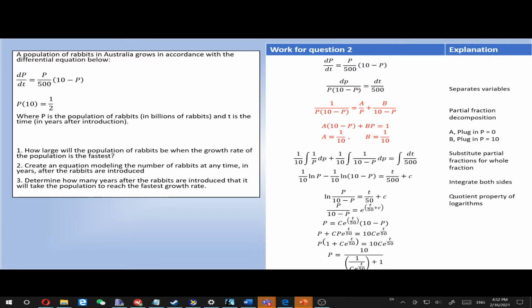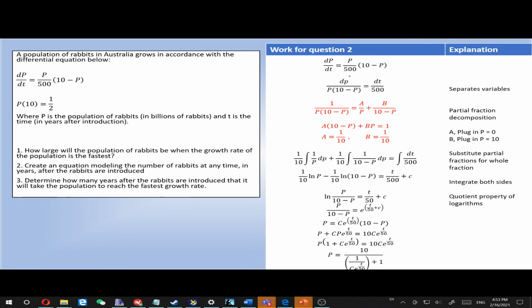10P minus P squared isn't something that we can just use a u-substitution for, because we won't get the right powers of P for the numerator that we need in order to integrate directly for our u prime. So what we need to do is partial fraction decomposition.